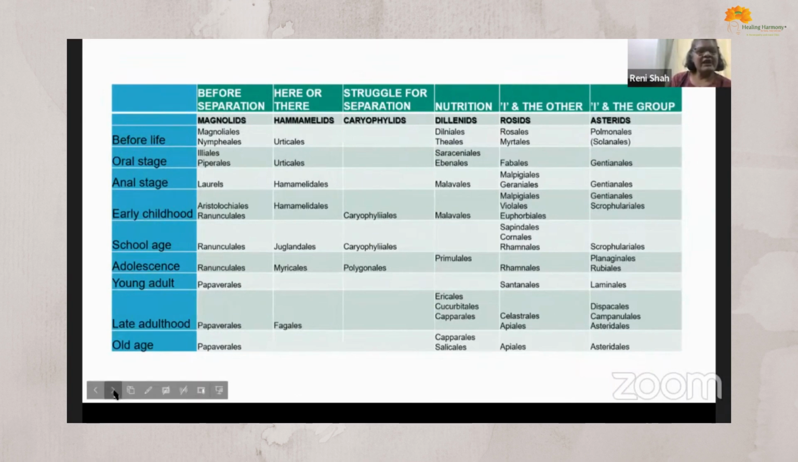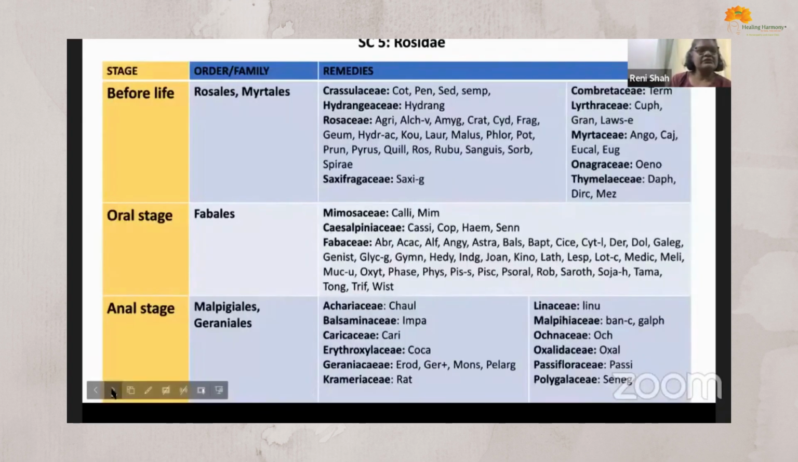In the periodic table we have 18 columns, and in plants we have 9 stages, 9 rows. So for subclass 5, before life, Rosales and Myrtales, and in Rosaceae all these remedies fall. One of them is Prunus. Hydrocyanic acid is a known remedy. Lauroceracus is a known remedy. Then Amygdala is a known remedy. Agrimonia, one of Dr. Sarkar's favorite remedies, is a Rosaceae remedy. Then we have so many rose remedies.